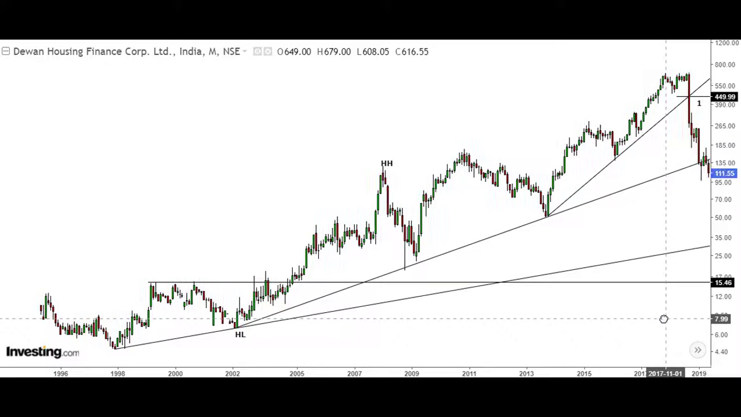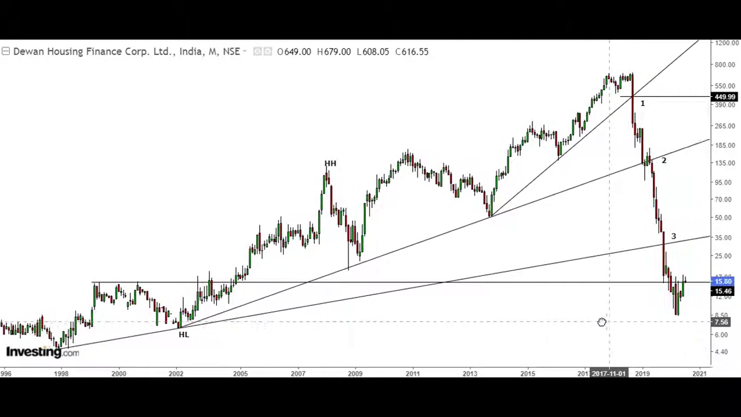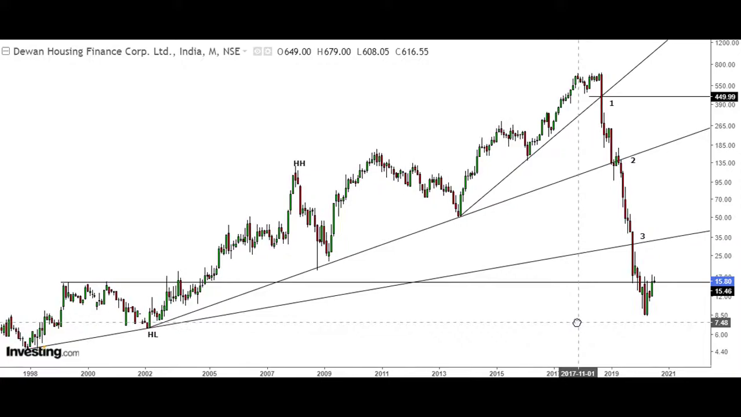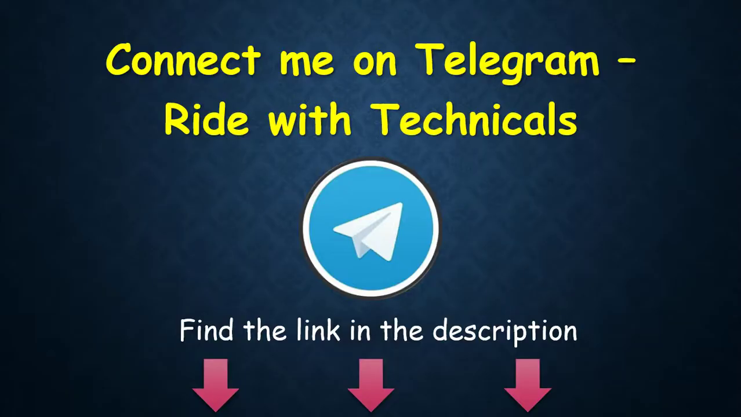Now see how the stock continues to breach all the trend lines and one could short the stock at every breach of trend line. So this is it for today.